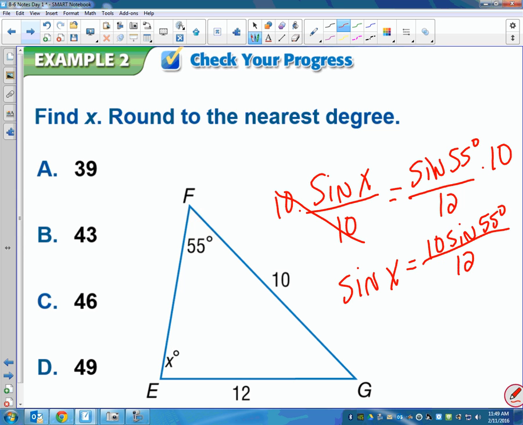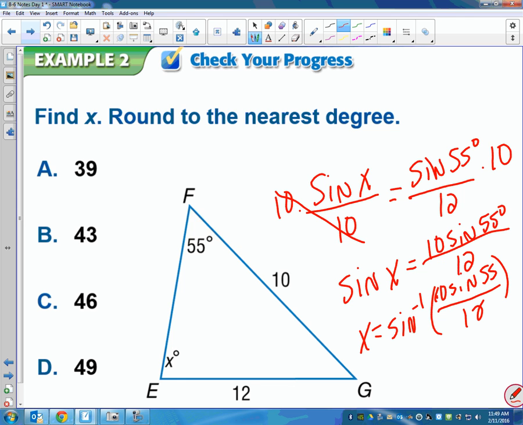You're like, x can't equal point whatever that is. So hopefully that reminds you, oh, I have to take the inverse sine of that. So you should be typing on your calculator the inverse sine of all of this. And what did you get? 43 something, which is 43.